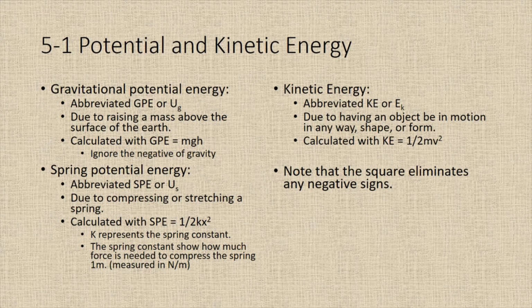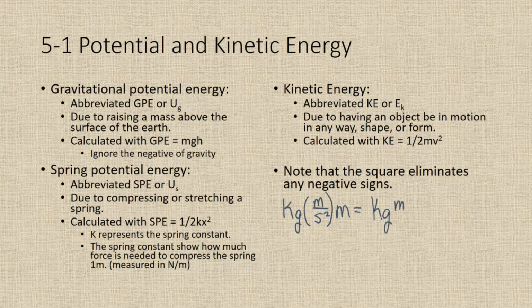Now again, because these are scalar quantities, we ignore any negative signs that might be associated with height or gravity. And so if we take a look at our units, mass is measured in kilograms, multiplied by gravity, which is meters per second squared, multiplied by height, which is in meters. This gives us kilogram meters squared over seconds squared, and that is what represents the joule.